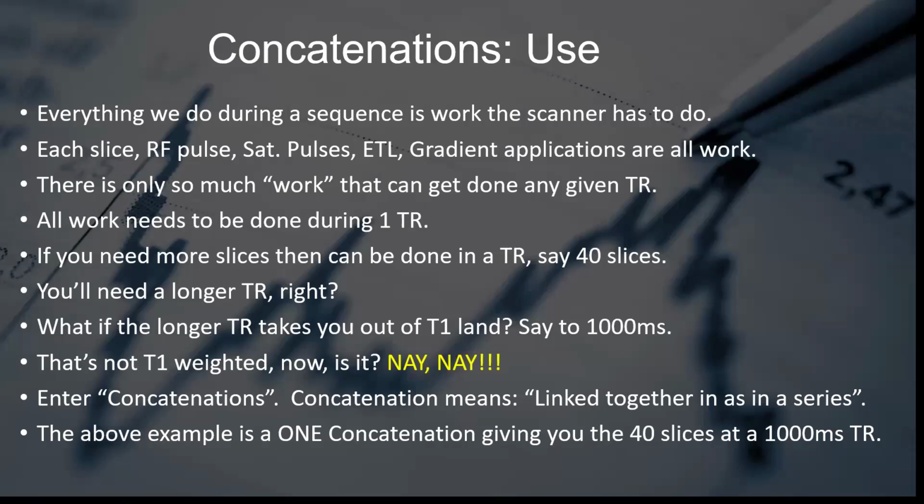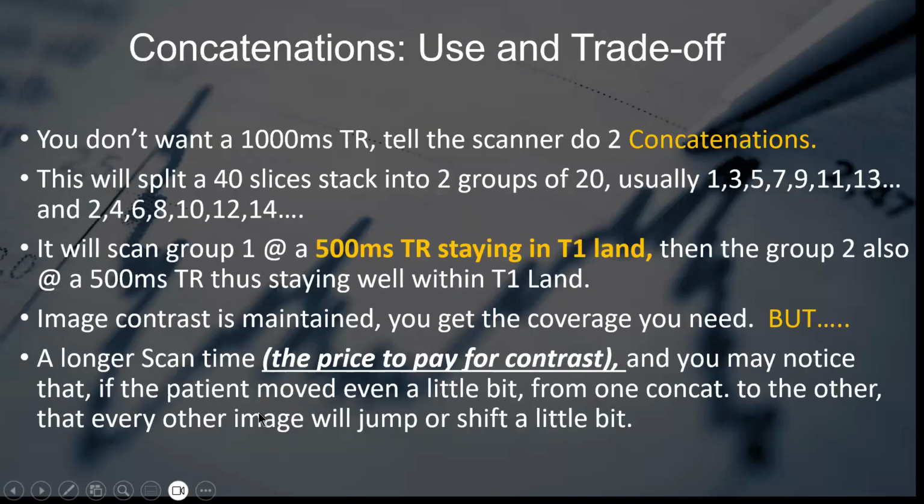So what happens is you say, well, I'm going to do 2 concatenations, and the scanner goes, yep, Steve, no problem. It'll do 20 slices at 500 TR, and then it will do the other 20 slices at 500 TR. You get your 40 slices, you get your contrast from 500 TR, you stay in T1 land. You could do 3 concats and split it up and do it in thirds. The scanner gives you all 40 slices in one sequence, but it splits them up in 3 packages, I guess you'd call it, okay? Does that make sense? Does that work for you?